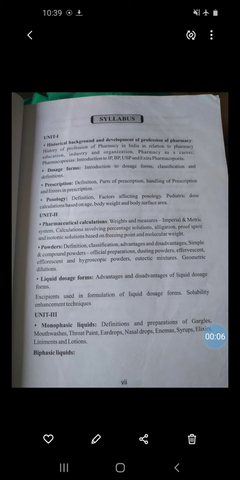Today we will see the introductory part about Pharmaceutics-I practical. The code for this Pharmaceutics-I is BP109P. First of all, we will discuss the exam pattern of this subject.